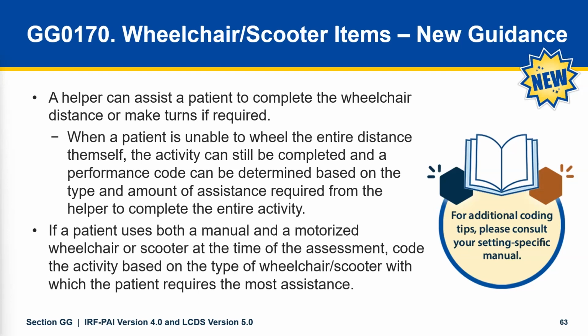If a patient uses both a manual and a motorized wheelchair or scooter at the time of the assessment, the clinician should code the activity based on the type of wheelchair or scooter with which the patient requires the most assistance. For example, if a patient requires more assistance to mobilize in the manual wheelchair, then GG0170R and S would be coded based on the type and amount of assistance needed to mobilize the manual wheelchair.